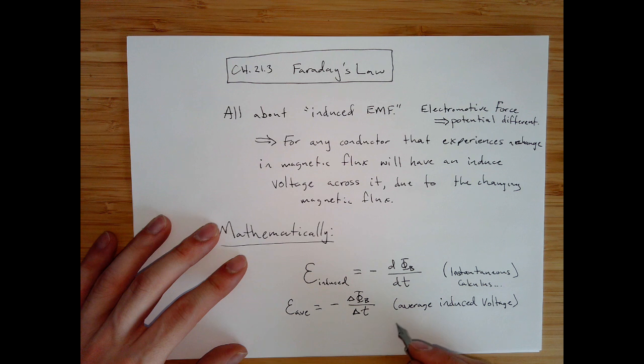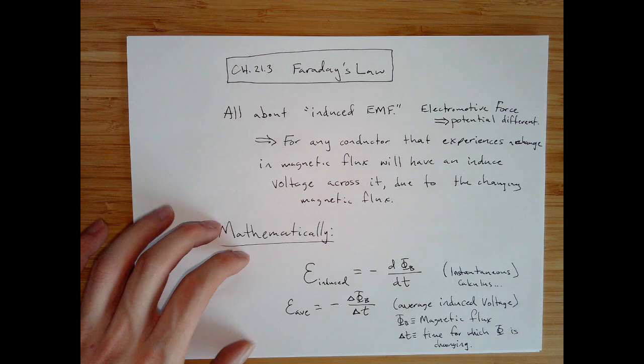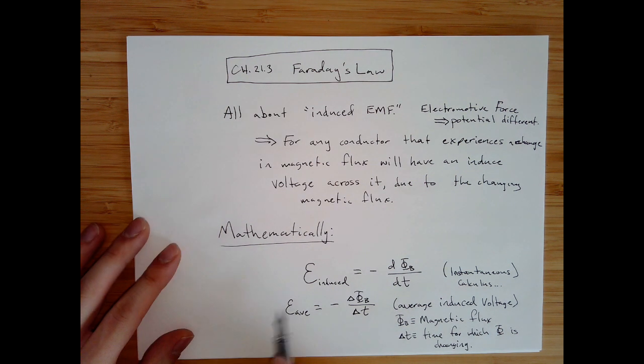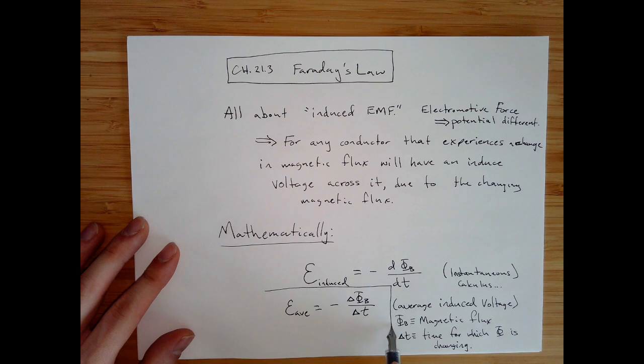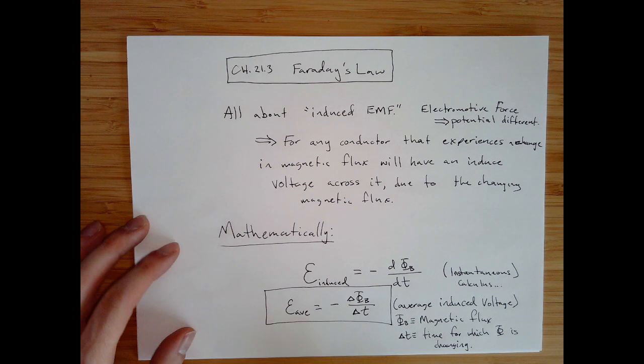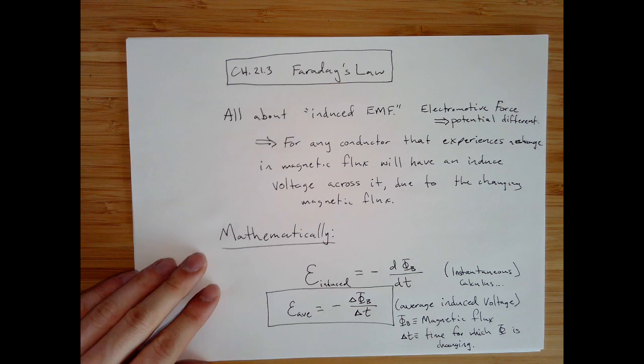We could also note that phi b is, of course, magnetic flux, and delta t is the time for which phi is changing. And so that is Faraday's law. We'll play around a little on the next slide.